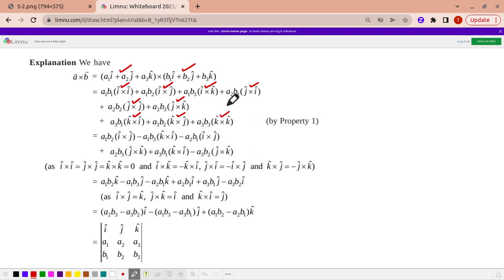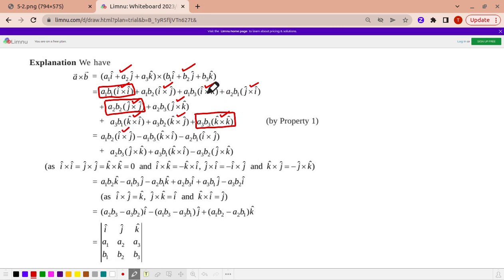Quite simple. After that, i cap cross i cap is 0, so this term will no longer be there. j cap cross j cap is 0, so this term will no longer be there. And k cap cross k cap will no longer be there. Okay, so then what we get? a1 b2 i cap cross j cap.